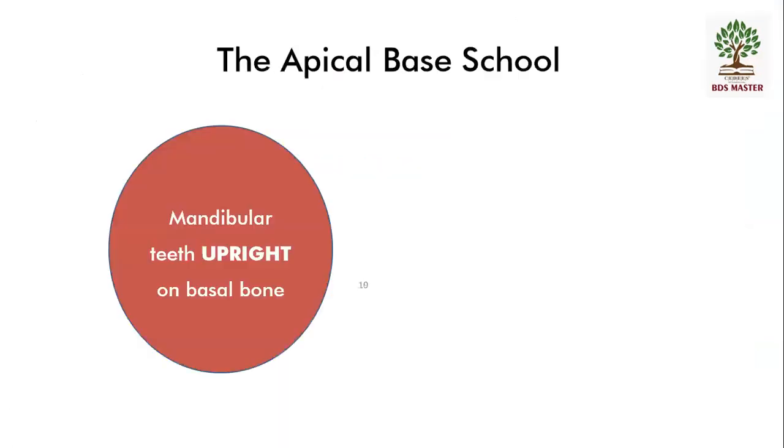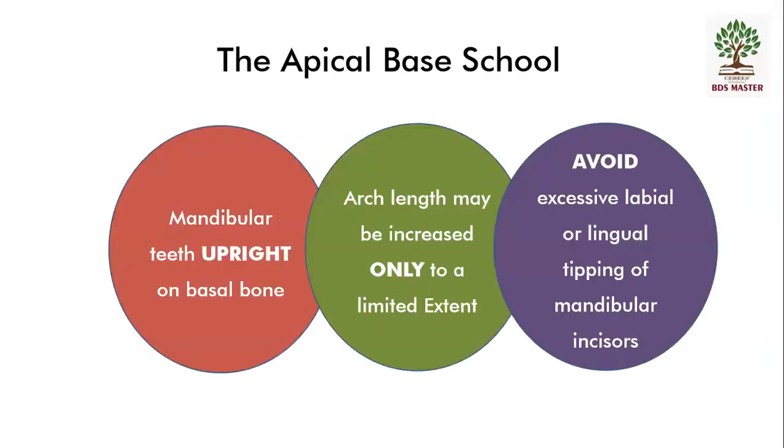And as an extension to this apical base school, I found this to be very useful. So basically, mandibular teeth upright on the basal bone was one of their takeaways. Arch length may be increased only to a limited extent, and avoid excessive labial or lingual tipping of your mandibular incisors. So if you're going to be doing any of these extreme tooth movements, it is going to cause a lot of relapse. So this was the tenet of the apical base school.